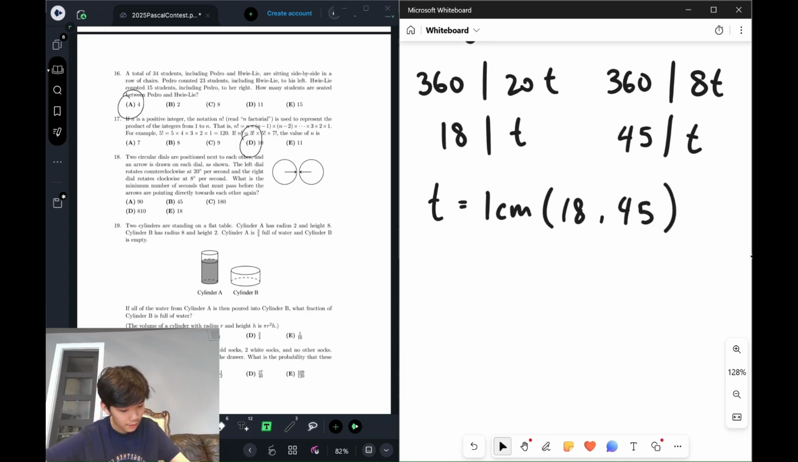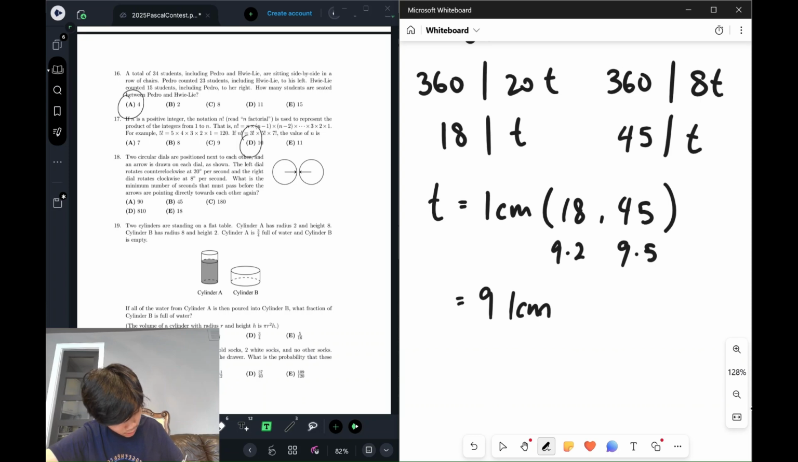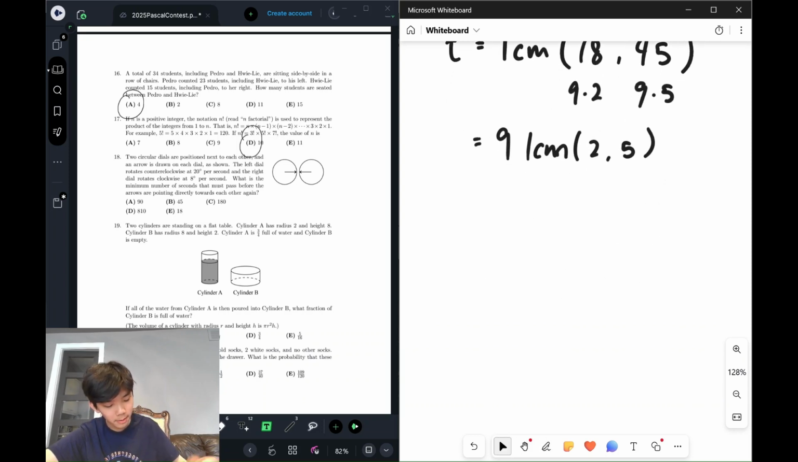Now, there's multiple ways to calculate this, but an easy way is to note that this is 9 times 2, and this is 9 times 5. Now, we can factor out the 9 to get that this is equal to 9 times the LCM of 2 and 5. Since 2 and 5 are relatively prime, they're both prime numbers, that's just 10, so the answer is going to be 90 seconds.